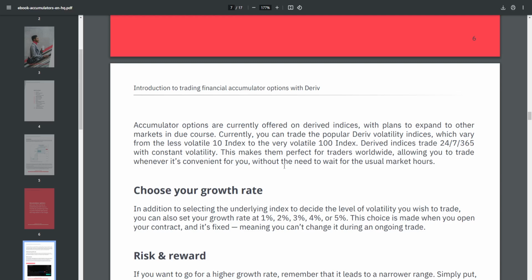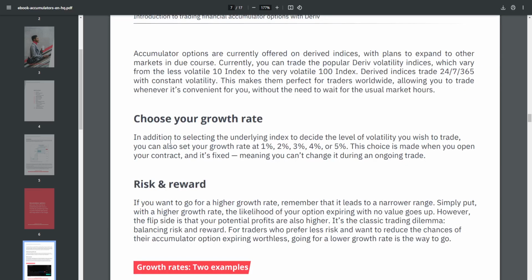Okay? Choose your growth rate. Let us see this. Now, in addition to selecting the underlying index to decide the level of volatility you wish to trade, you can also set your growth rate at 1%, 2%, 3%, 4%, or 5%. Okay? So, first of all, select the index you want to trade. Okay, select the level of volatility you wish to trade. Another thing, you can set your growth rate to 1%, 2, 3, 4, or 5. Okay, this choice is made when you open your contract and it's fixed, meaning you can't change it during an ongoing trade. Let us continue now.